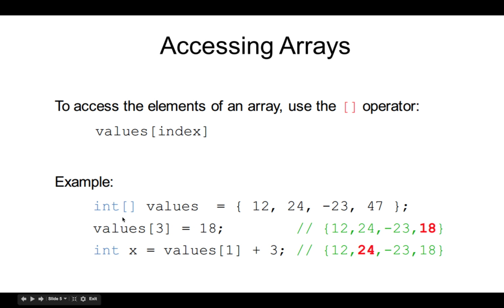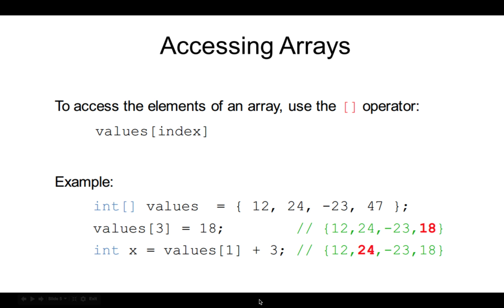Then, in order for us to change the value at a specific spot in the array, we find the index whose value we want to replace, and we say values at index 3, I want the value to be equal to 18. So again, like everything in Java, indexing begins with 0. The first element is at spot 0. The second element is at spot 1. The third element is at spot 2. And then the fourth element is at spot 3.